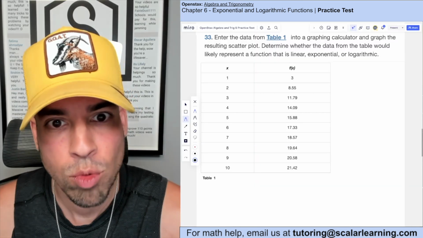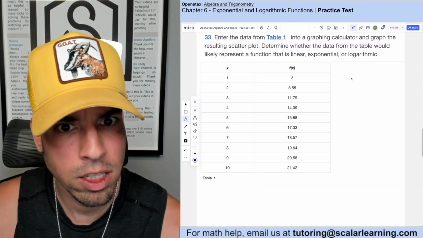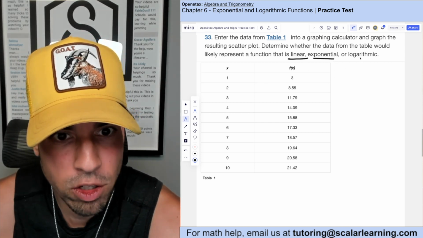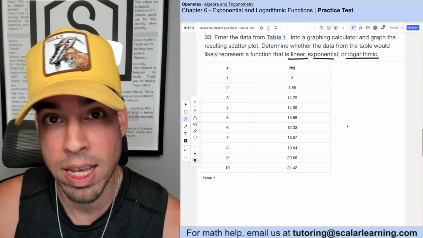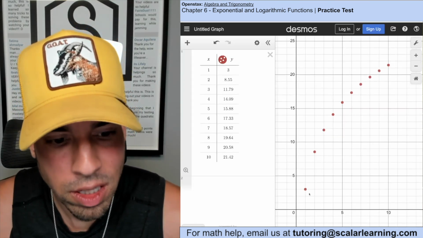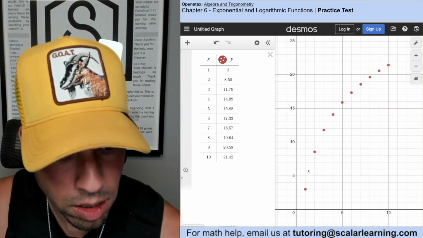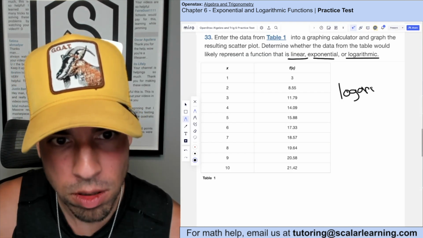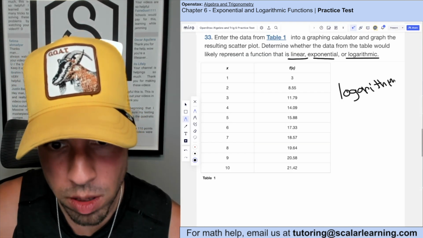Done. So for this question, we're going to start by plotting this in Desmos, and then we're going to take a guess here to see if this would represent linear, exponential, or logarithmic. So let's do that now. So when we kind of plot these out, you see it definitely looks logarithmic, right? It kind of goes up, and then you see it flattening out like that. So I would absolutely say this is logarithmic.